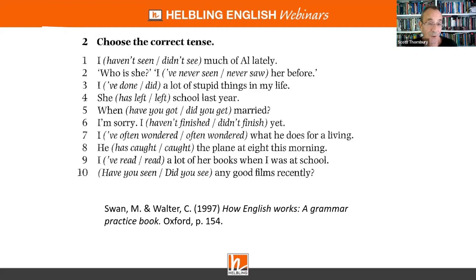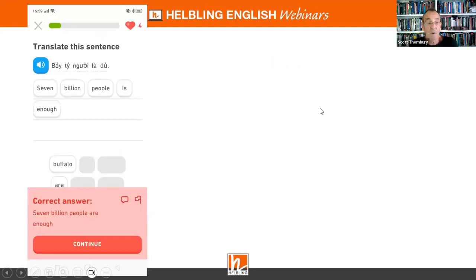Or number 10, have you seen any good films recently? Or did you see any good films recently? Well, a lot of speakers of American English would be very happy with, did you see any good films? So we have problems with this. But it is kind of institutionalized in English teaching methodology, not just English, any language, that you've got nice sentences and you've got the not so nice sentences. And we don't want the not so nice sentences. And this hasn't gone away. I mean, we still have it.